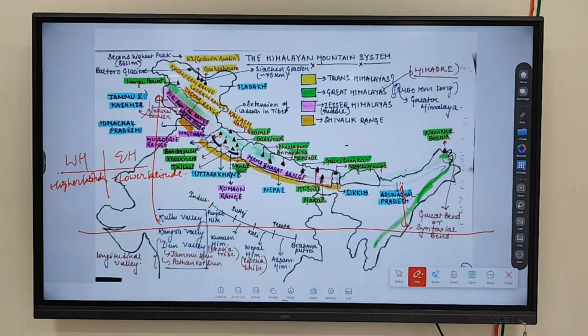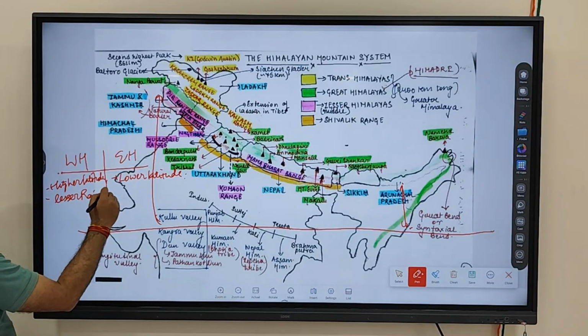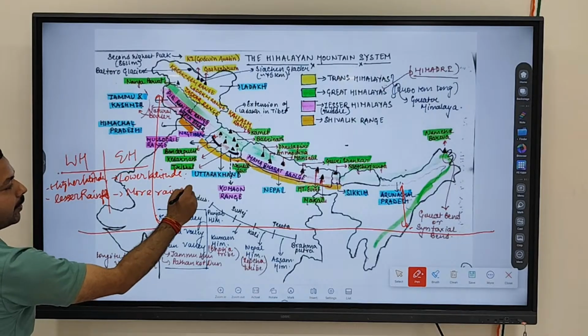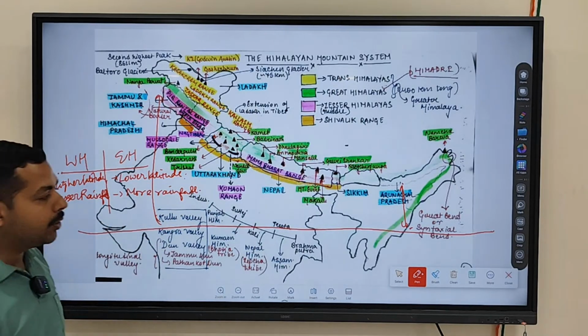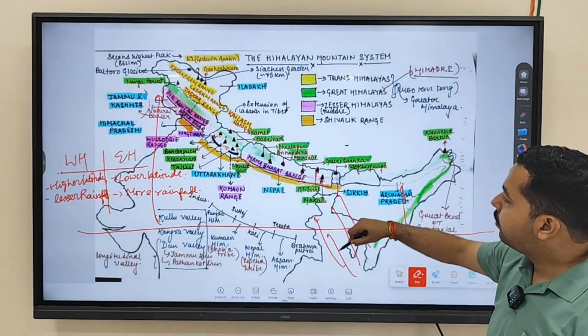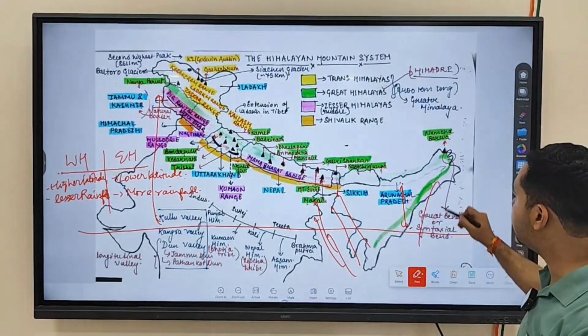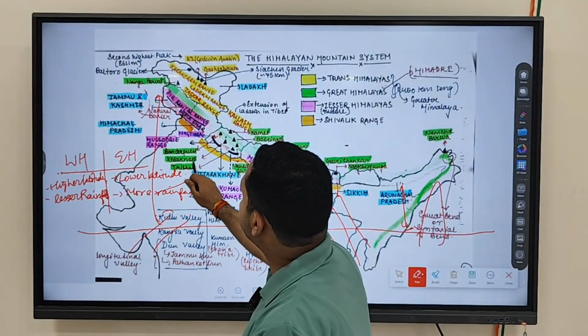Clear? Now, Western Himalayas get lesser rainfall. Eastern Himalayas get more rainfall. Why does this region get more rainfall? Because, as we discussed, of monsoonal wind. When monsoonal wind enters like this, what will happen? They are blocked. They are blocked by these Himalayas. And from here, monsoonal wind comes like this.